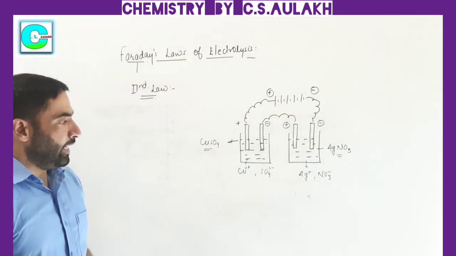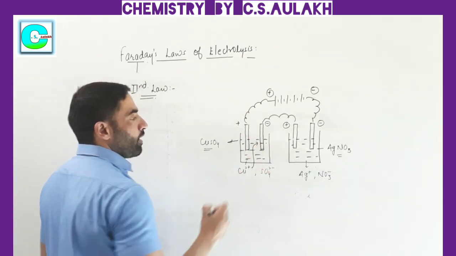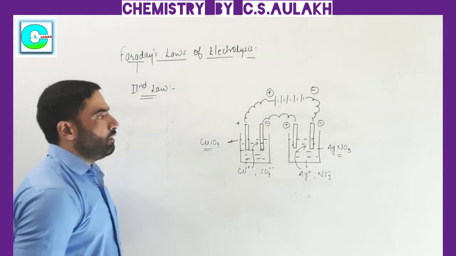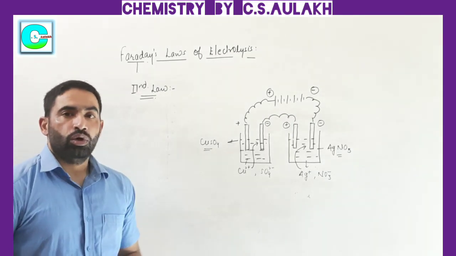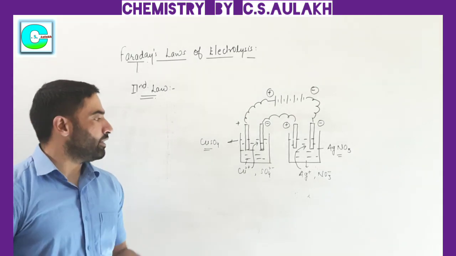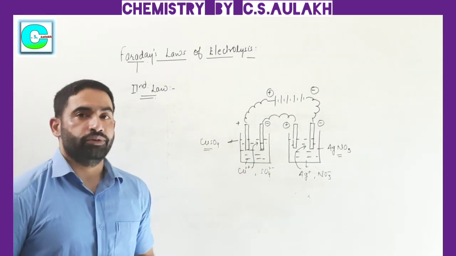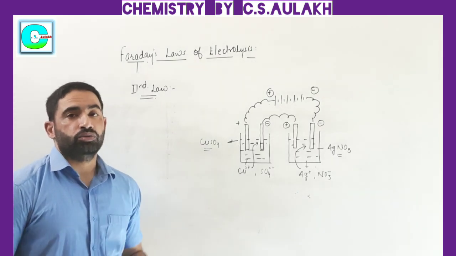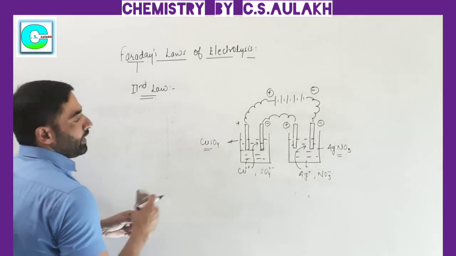So when we pass electricity, the copper ion will start moving toward the cathode in the first cell. In the second cell, the silver ion will start moving toward the cathode, and there they will undergo reduction and deposition will occur over the surface of the electrode. Then how can we calculate the weight of these two substances? First we will calculate the weight of these two substances found over the surface of the two electrodes in the two electrolytic cells. Then we will start writing about the second law of electrolysis given by Faraday. So how can we calculate?